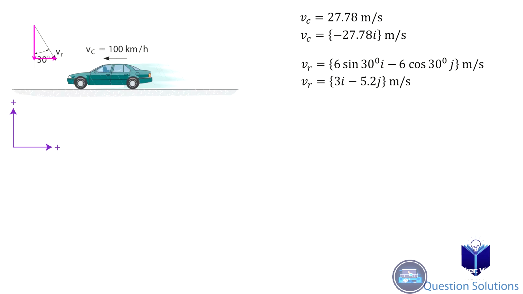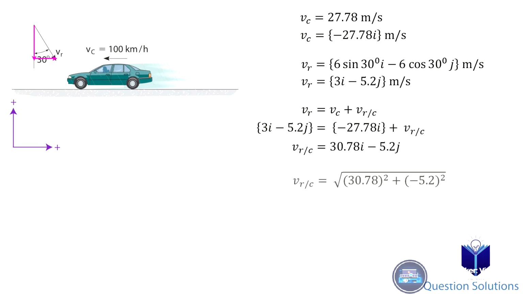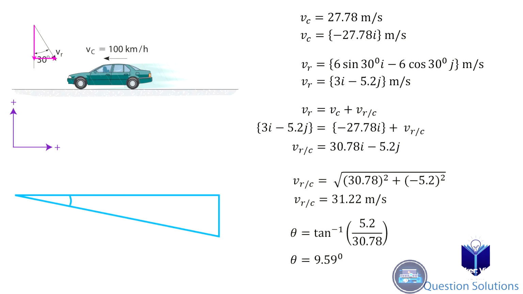Since the question asks us to determine the velocity of the rain as seen by the driver, we need to find the relative velocity of the rain with respect to the car. So we can use this equation. Let's plug in the values we know and solve. Now let's find the magnitude. The angle can be found using tan inverse. Those are our answers.